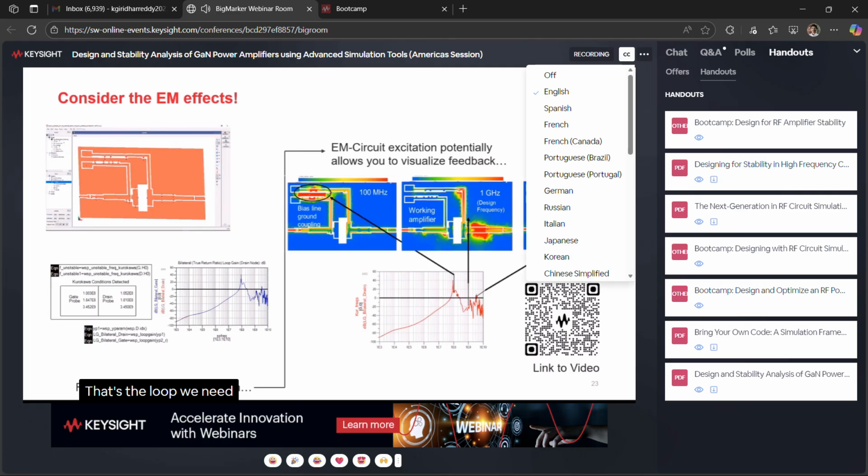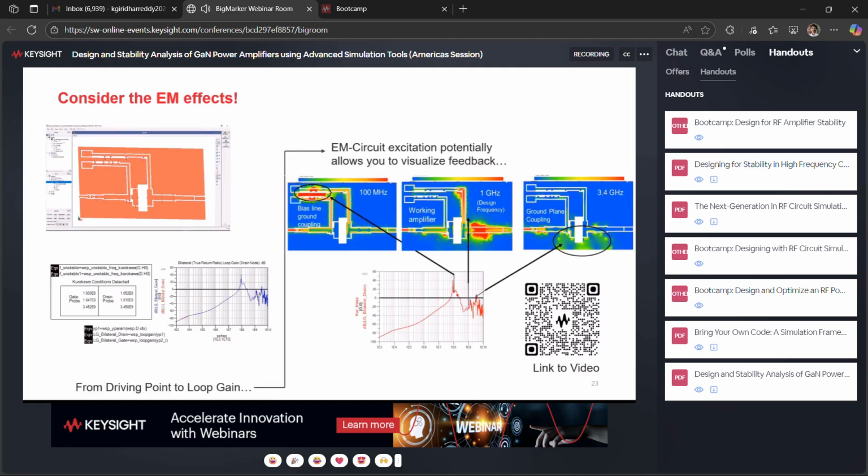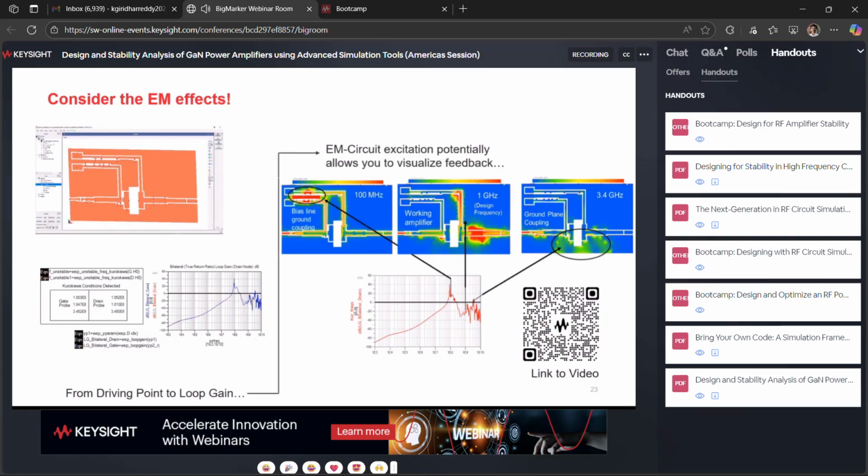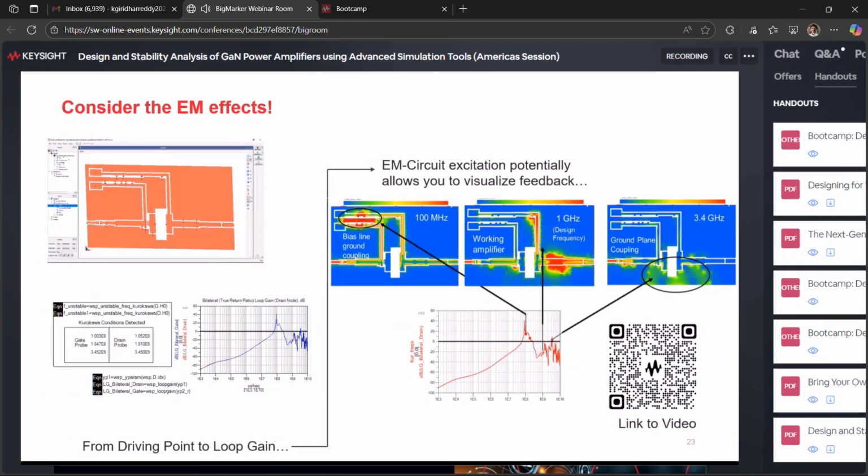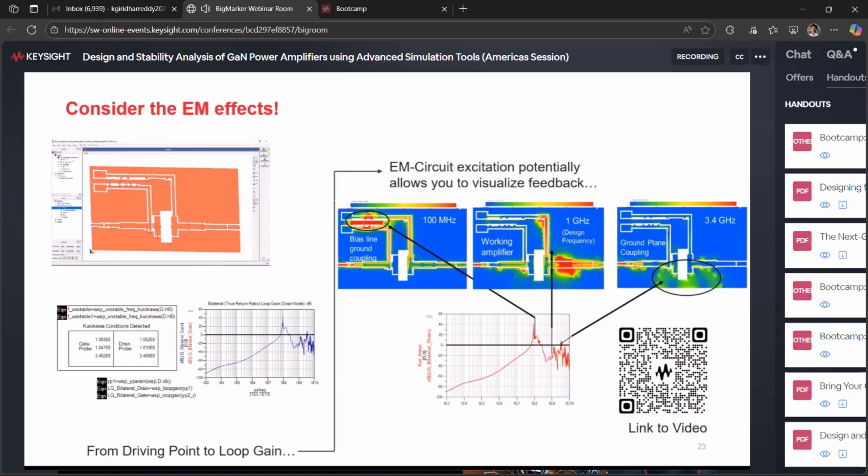Similarly, at the high frequency case, there's actually a different coupling mechanism there. At the high frequency case, very little signal is traveling up here into the bias lines. It's actually coming from the ground. So my point is, if you do this type of analysis and you have some idea of where to look, because you already know from your rigorous analysis that there's unstable frequencies, and from your loop analysis that there's external loops, you can then go in and figure out where those loops are using this EM circuit excitation approach.